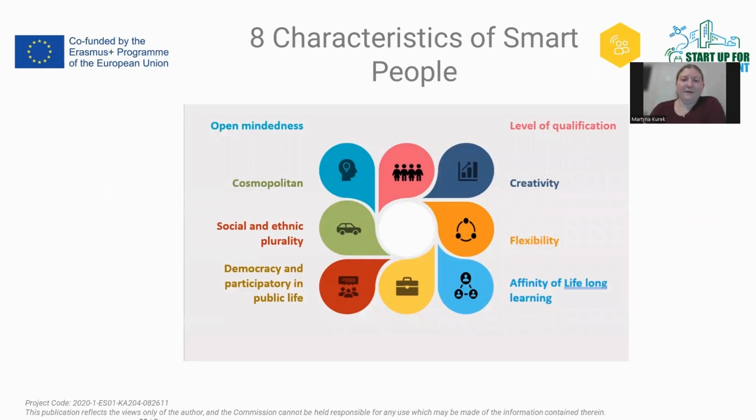So here we have the characteristics of smart people, which is open-mindedness. Smart people are cosmopolitan, social and ethnic plurality is also an issue. Very important is also the democracy and the participation in public life, the level of qualification, creativity, flexibility, and affinity of lifelong learning.